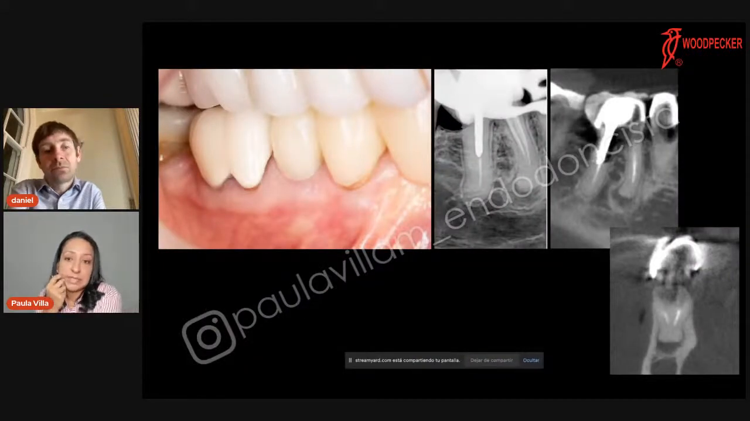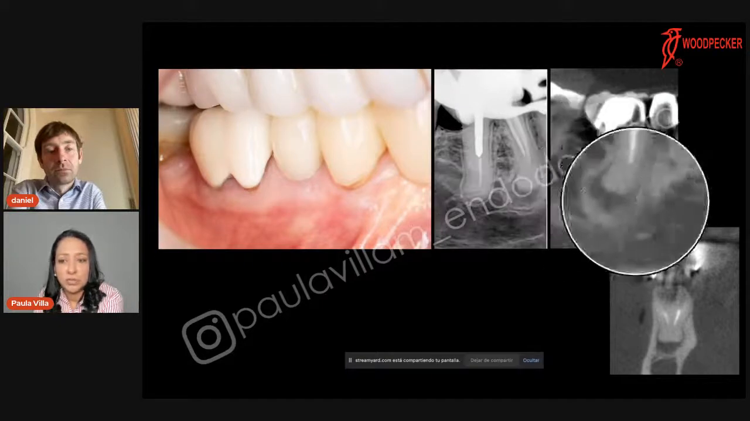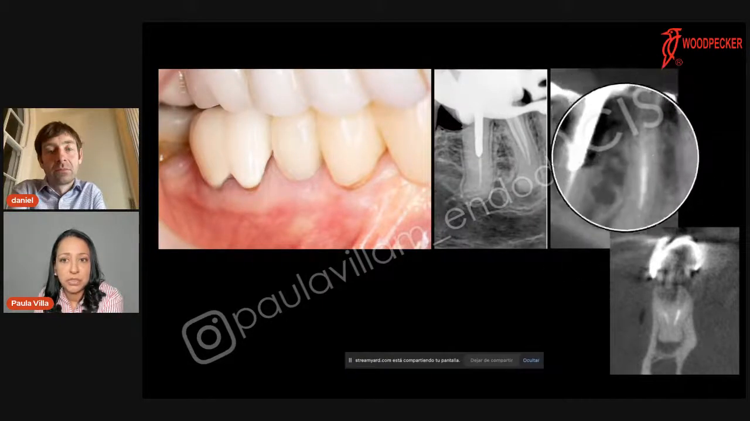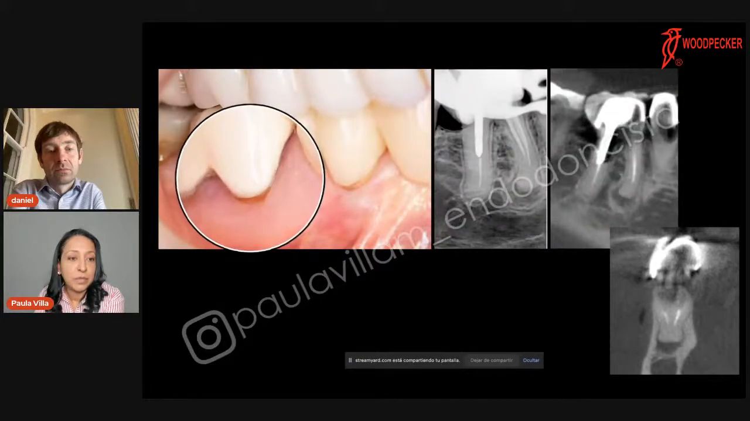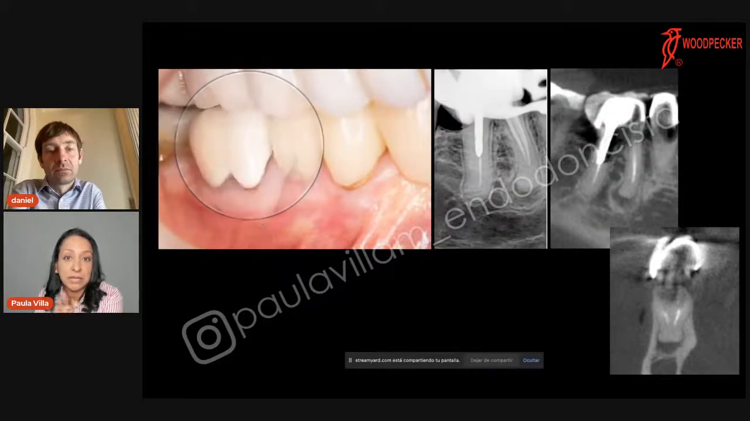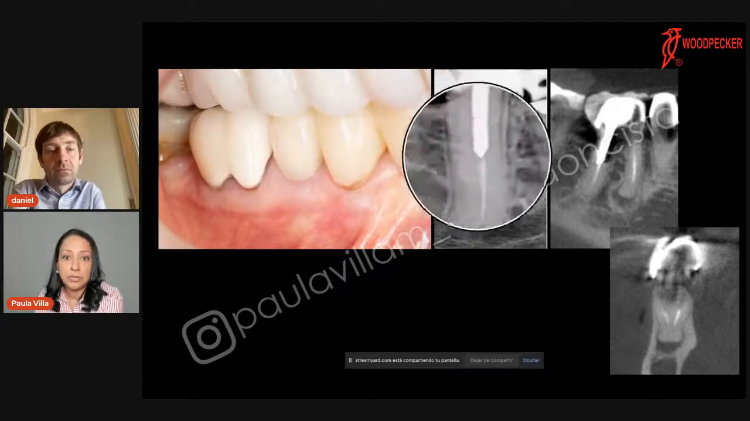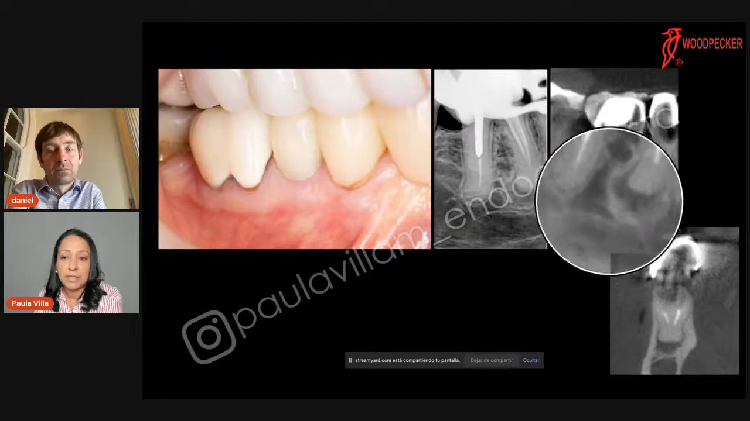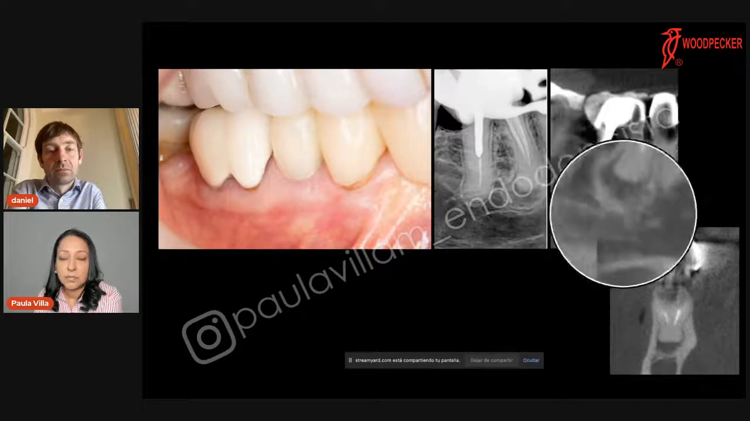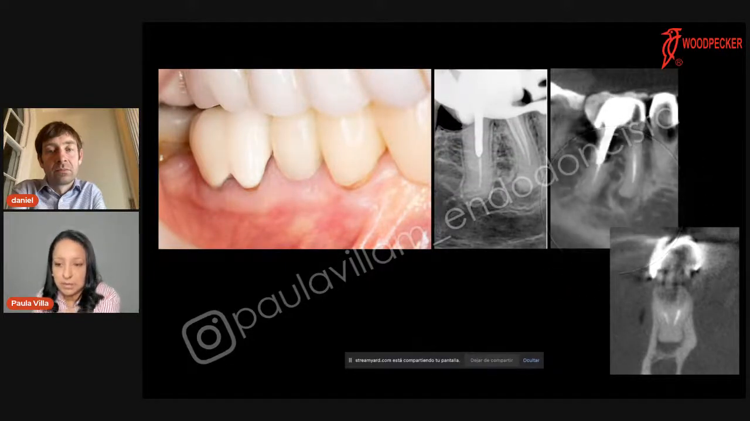Look at this case. I think in cases like this, there are not many options. The only option here for me is the endodontic microsurgery. We had a full crown restoration, a well-adapted full crown restoration, which is important. The post, a cast post, and the apical lesion related with the mesial root.